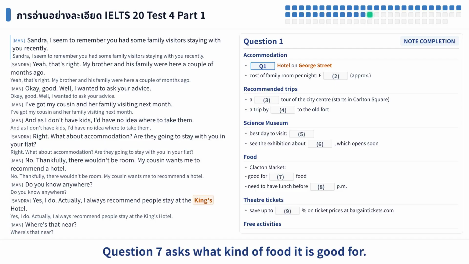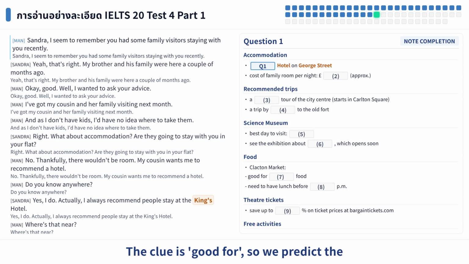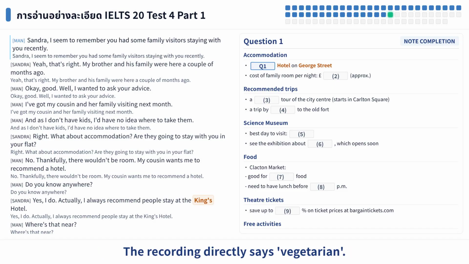Question 7 asks what kind of food it is good for. The words good for tell us we need a type of food. The clue is good for, so we predict the answer is a type of food. The man says his cousin is vegetarian, and the market is the best place for that kind of food. The recording directly says vegetarian.